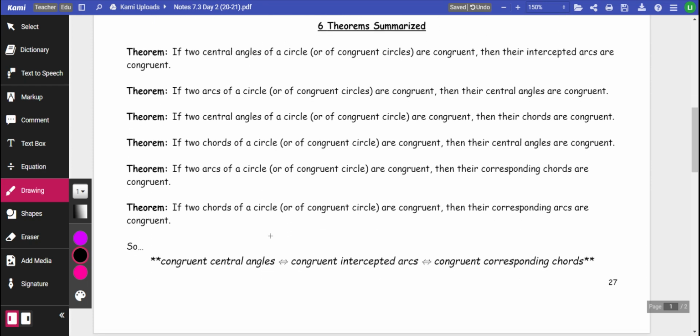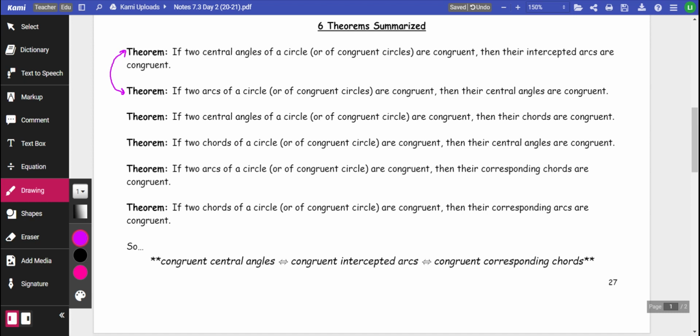So the 6 theorems are summarized here for us. Thankfully, we don't need to write them all out. First says, if 2 central angles of a circle or of congruent circles are congruent, then their intercepted arcs are congruent. Well, that makes sense because central angles are going to equal their arc. And if the central angles are congruent, then the arcs have to be congruent. If 2 arcs of a circle or of congruent circles are congruent, then their central angles are congruent. So these first 2 theorems go together. They are converses of each other.